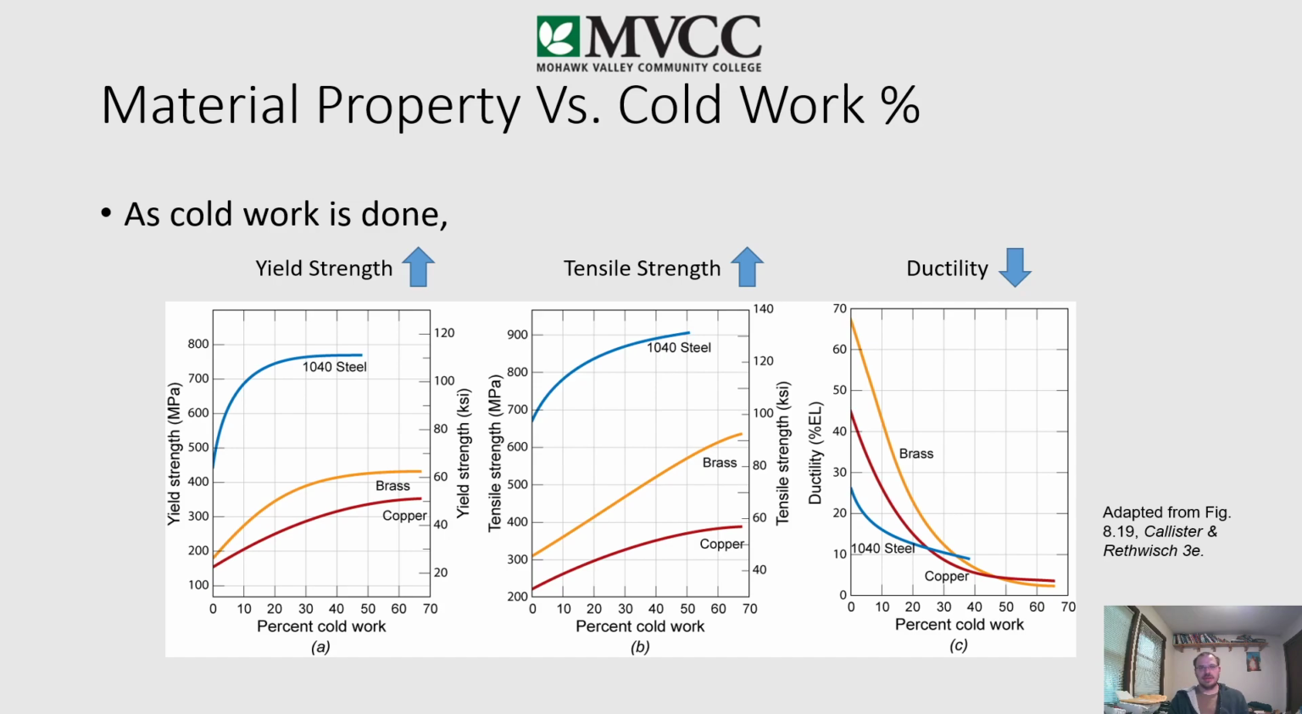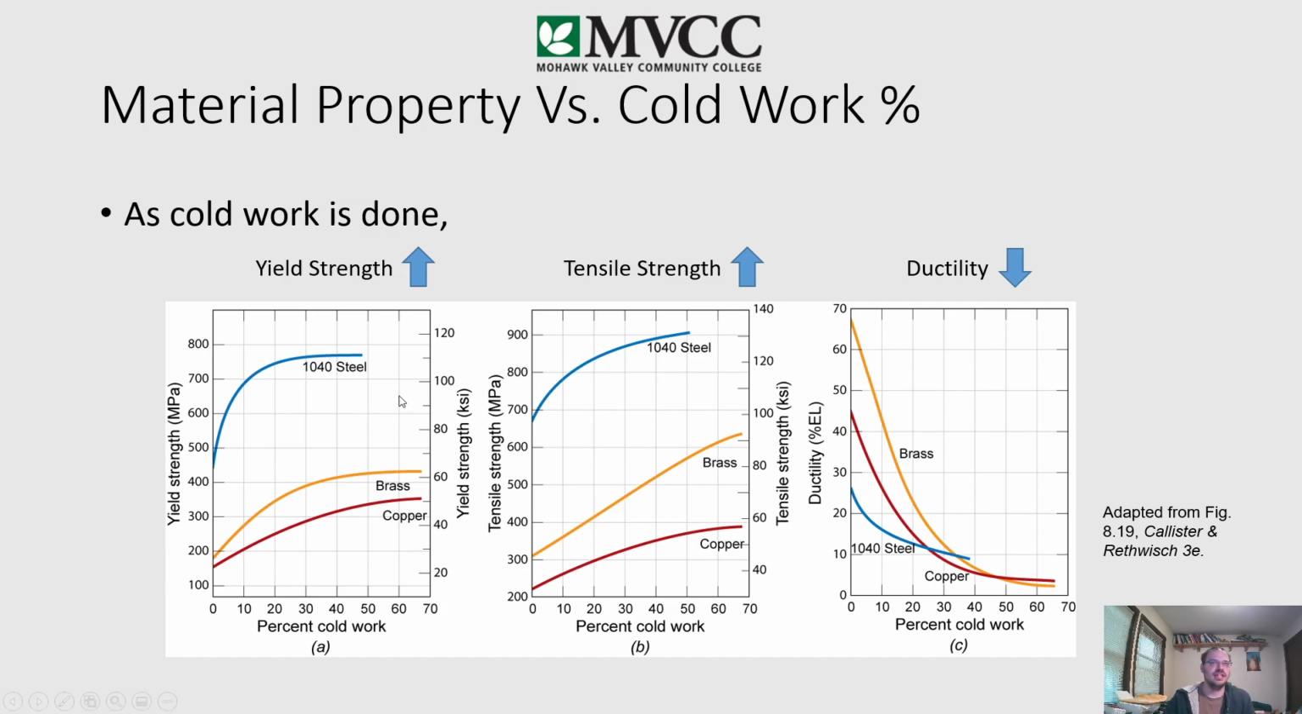Alright, so that being said, now we start looking at material properties versus cold work. What happens to material properties as you do cold work? So we mentioned strength increases, so puncture resistance. Rigidity increases, ductility goes down though.